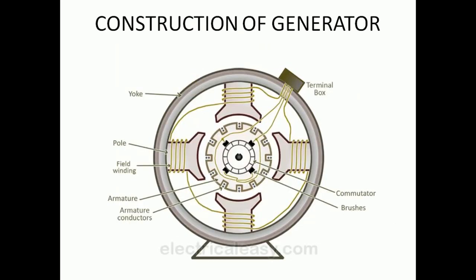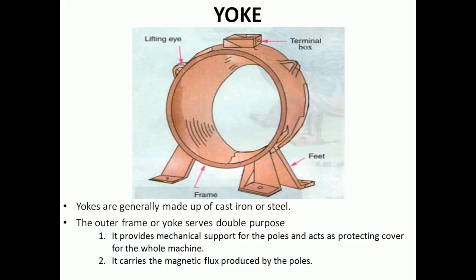Let's look into the various parts of a DC machine. The major parts are yoke, pole, field winding, armature core, armature conductors, commutator and brushes. In construction, you are going to study in detail about each part, what each part is actually made up of and what purpose does it serve. We will start with yoke.